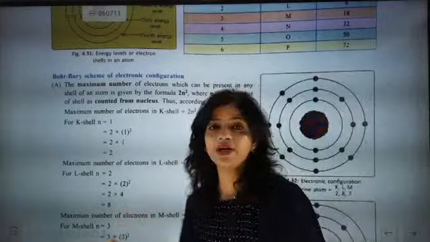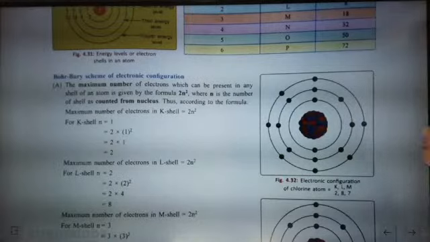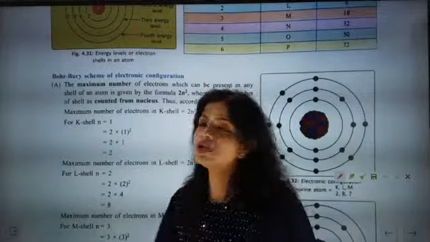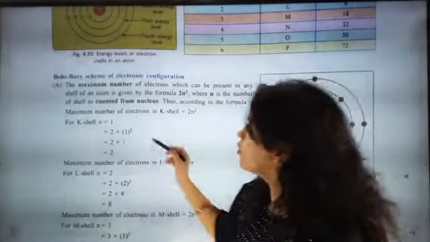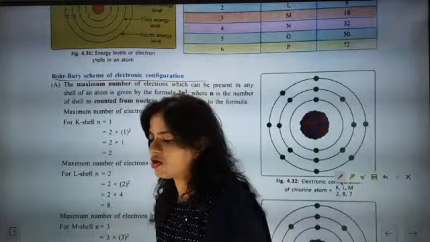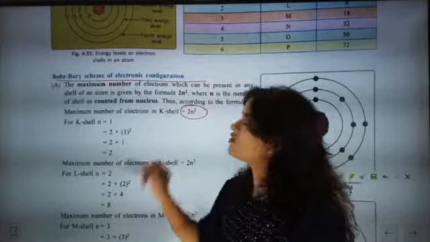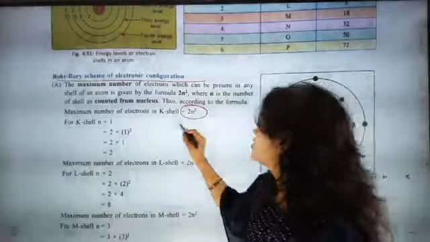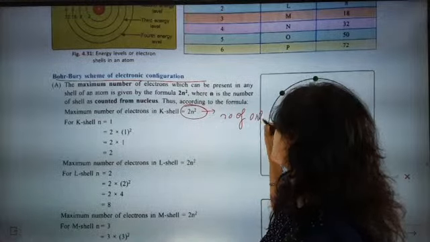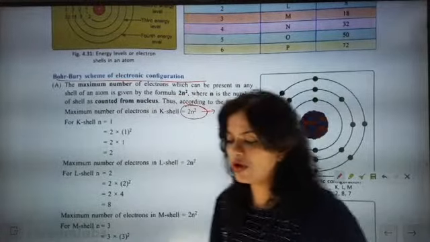Each orbit has a capacity to hold electrons. Let's see how the first orbit can have only 2 electrons. There is a rule called the Bohr-Bury scheme of electronic configuration. In this, the formula is 2n square, where n represents the number of the orbit.